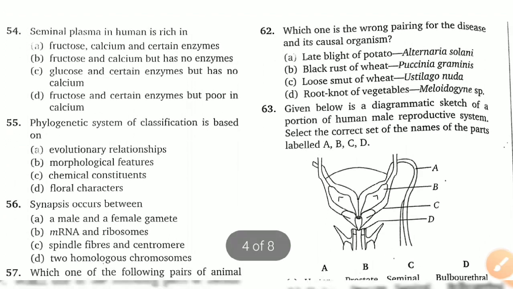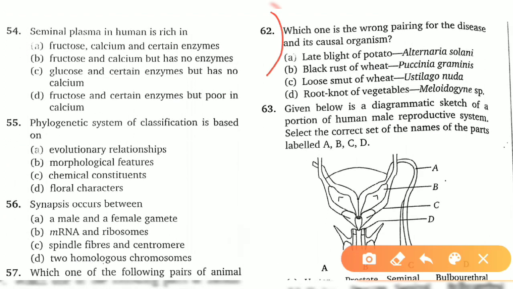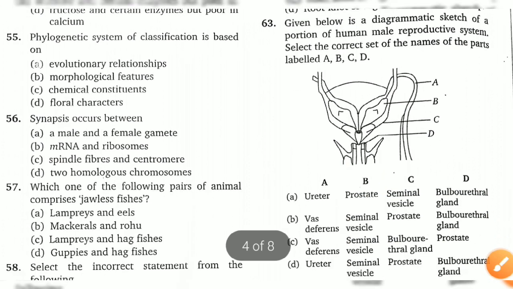Now question number 62. Which one is the wrong pairing for the disease and its causal organism? Late blight of potato caused by Alternaria solani. Black rust of wheat is caused by Puccinia graminis. Loose smut of wheat is caused by Ustilago or smut. Root knot of vegetables is caused by Meloidogyne sp. So the answer is late blight of potato.